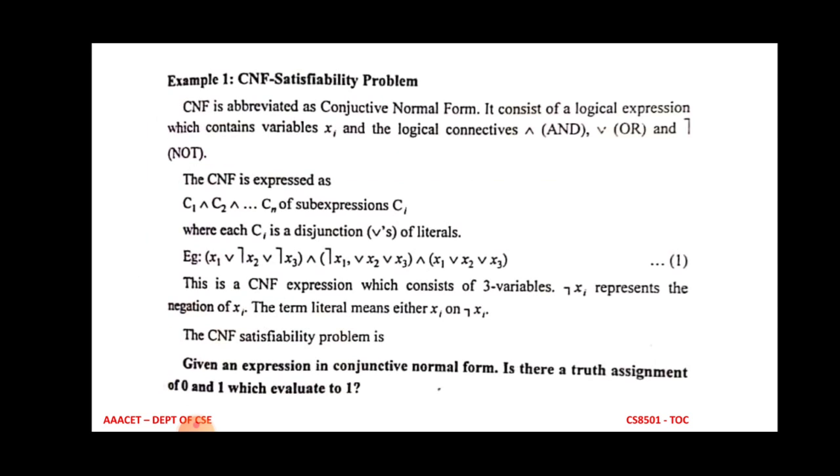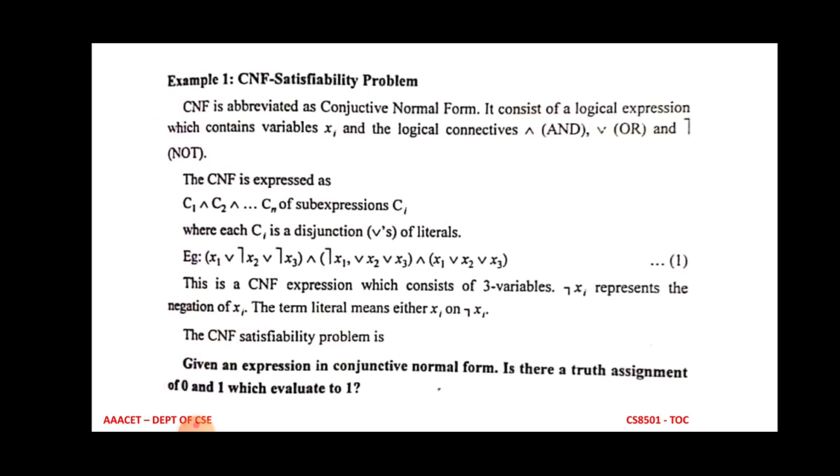So what is CNF? The expansion for this is conjunctive normal form. It is nothing but the form having logical expressions with the logical connectives and, or, and not, each having its own type of symbol.